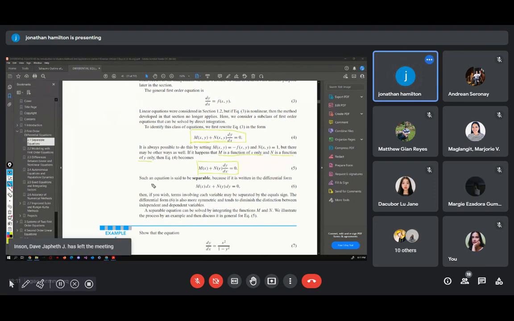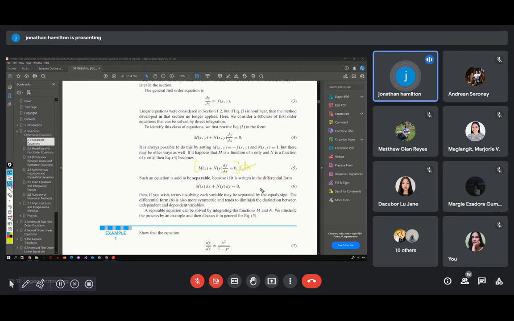0. Such an equation is said to be separable because if it is written in the differential form, we can separate it. So, what we do is, since we have m of x plus n of y times dy over dx is equal to 0, we can multiply all sides by dx. If we do this, the dx cancels out here, and dx multiplies m of x. So we're left with m of x dx plus n of y dy.